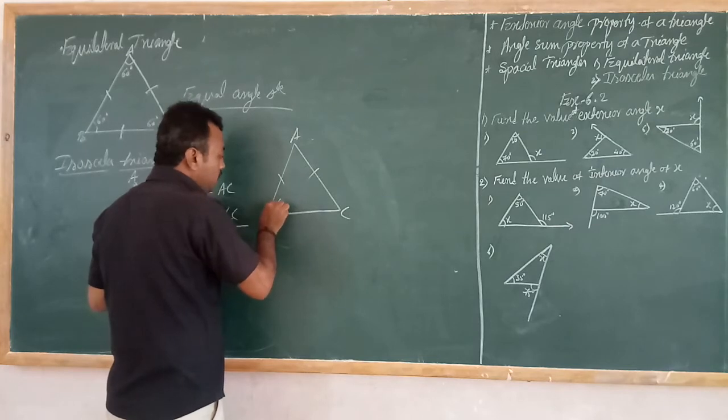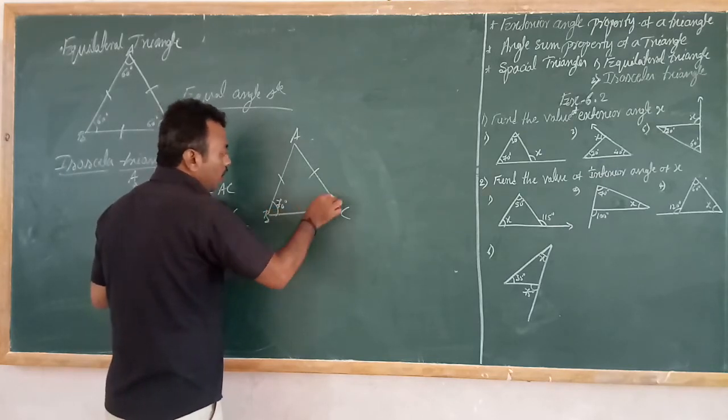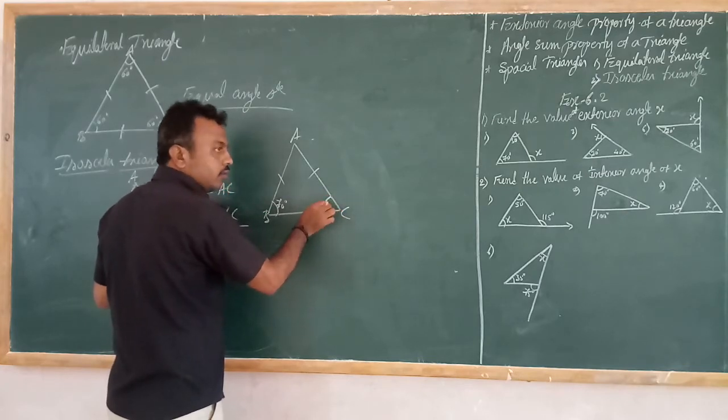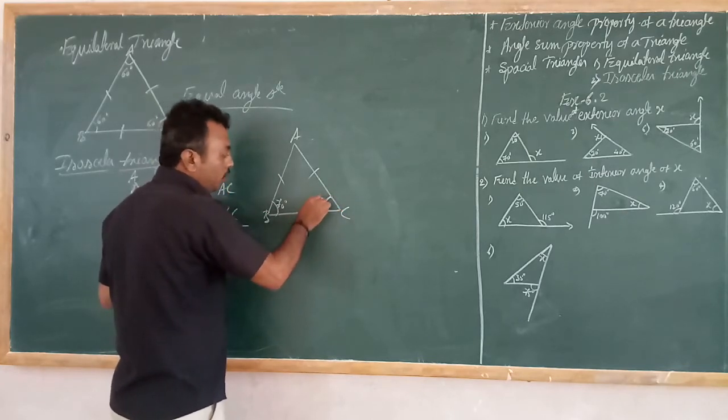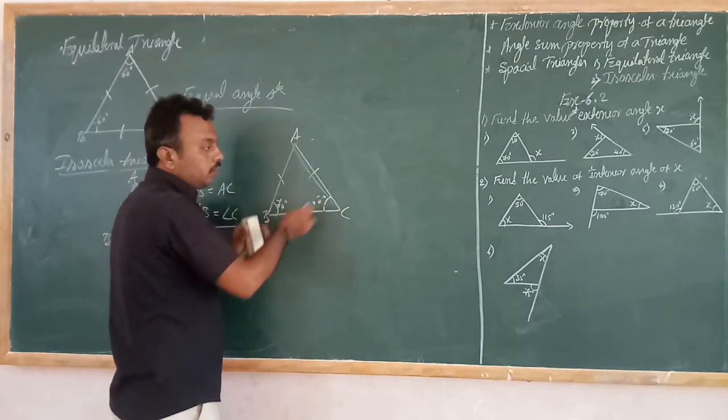ABC is a triangle, an isosceles triangle, with AB equal to AC. Angle B is equal to 60 degrees. What is angle C? Angle C is also 60 degrees because AB and AC are equal. The opposite angles must be equal.